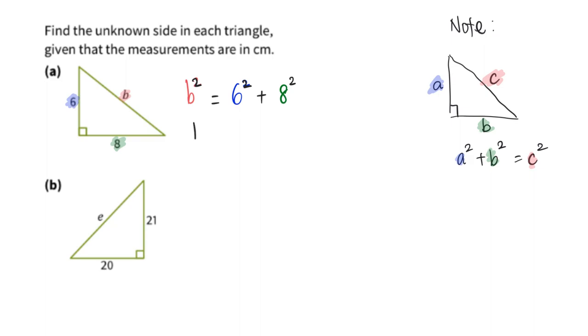Okay, so my B square is equals to 100. So B is equals to the square root of 100. We are looking at the positive root because we are talking about length here. This will give me 10. And since they talk about cm, 10 cm.